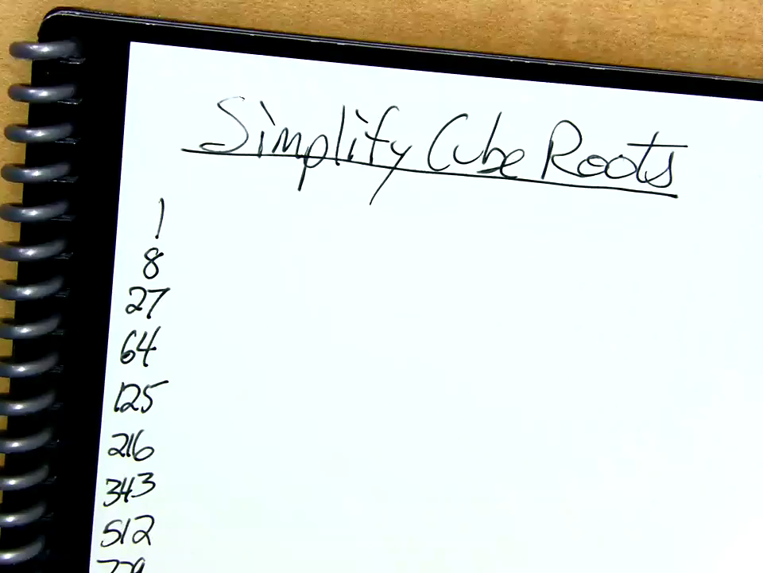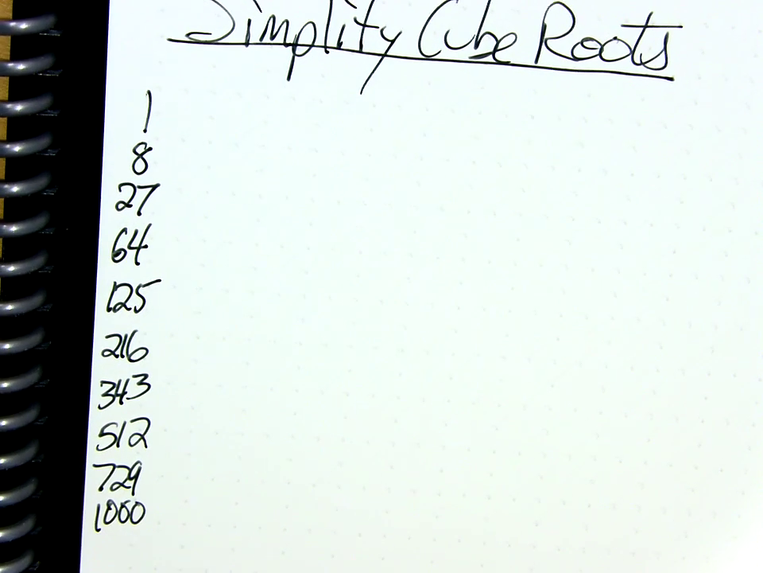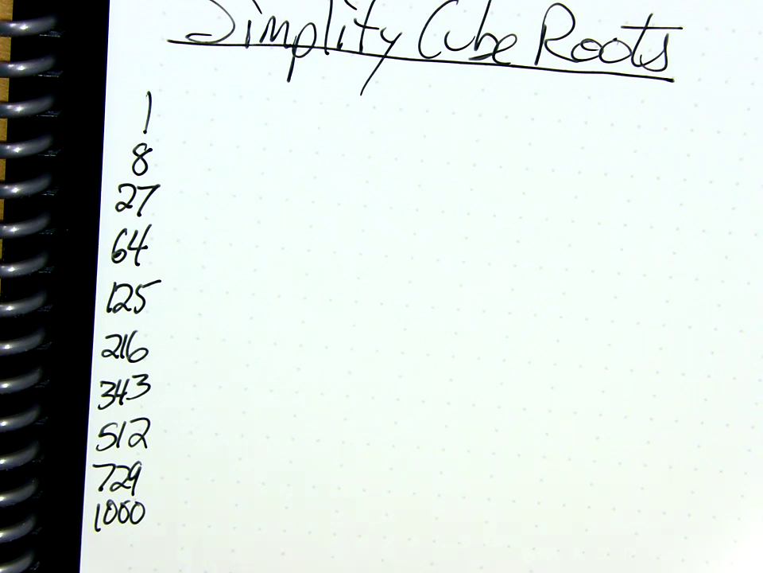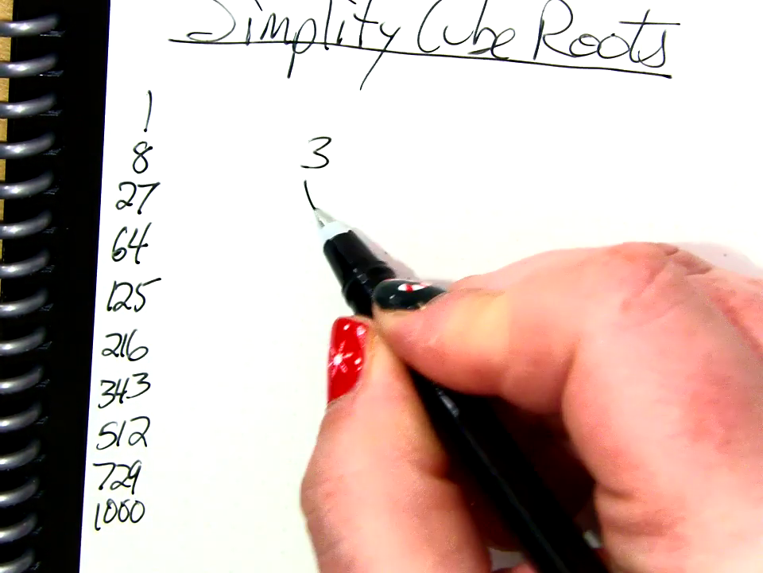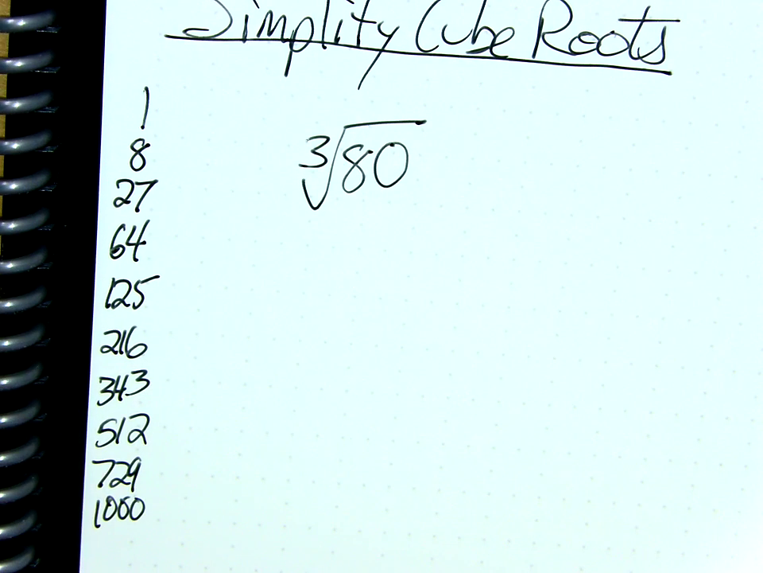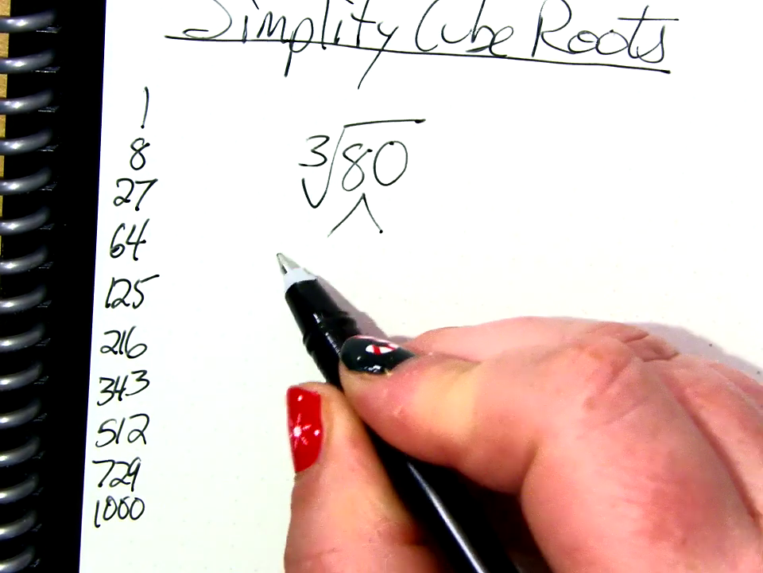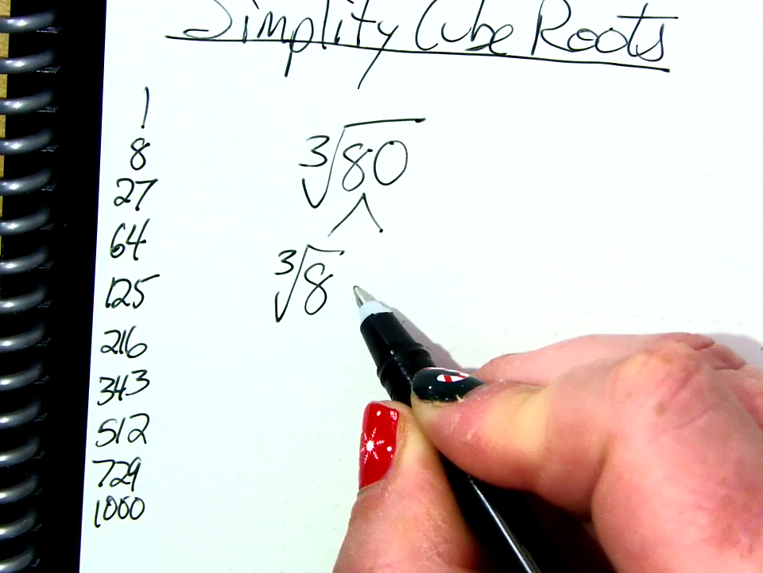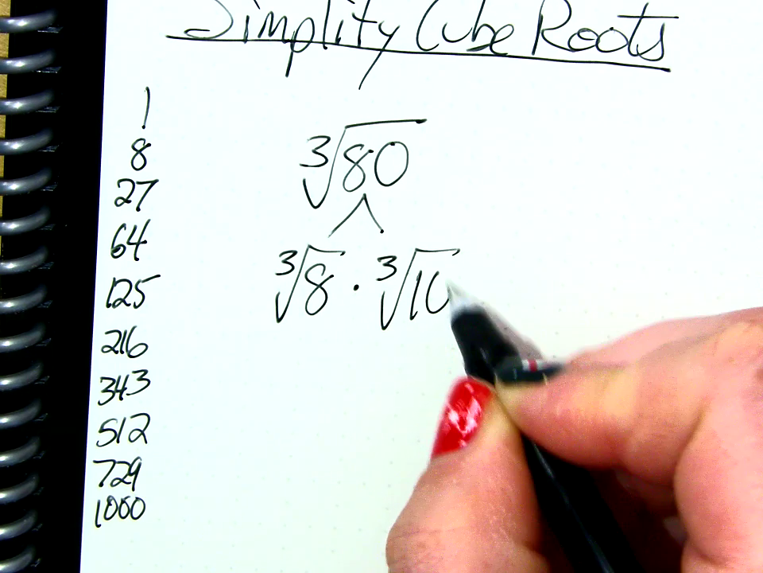Alright, so I have some perfect cubes here in front of me. Let's say I wanted to simplify the cube root of 80. The steps are exactly the same. I'm going to look in my list for the largest perfect cube that divides into 80. So in this case, the biggest perfect cube that divides into 80 is 8. So I'm going to split this up into the cube root of 8 times the cube root of 10.